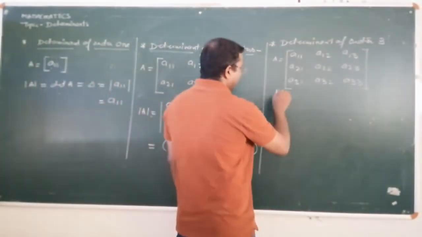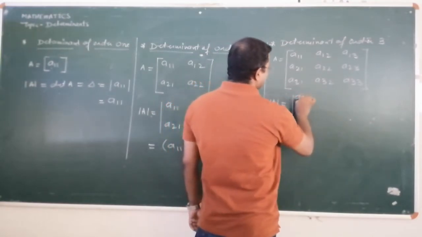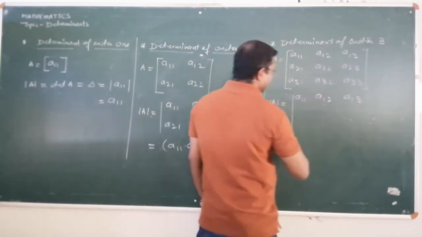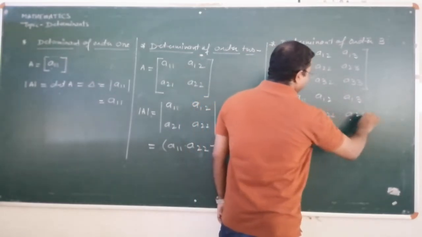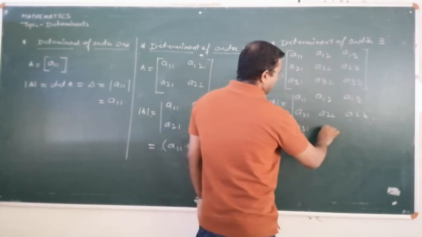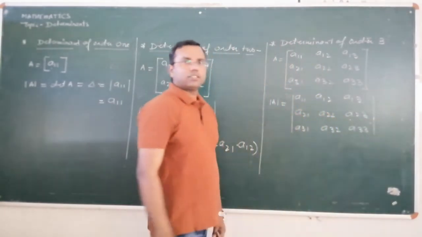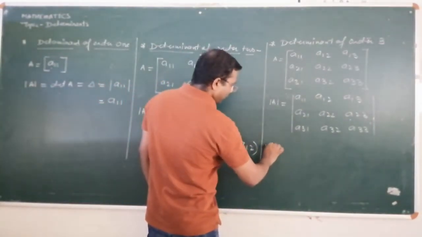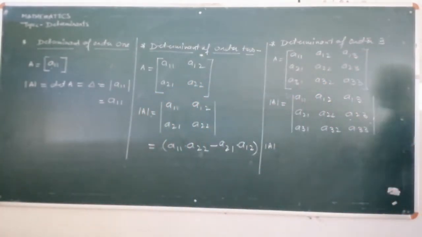And student, if you want to find the determinant, then you will have to write these elements like A11, A12 and A13, A21, A22 and A23 and A31, A32, A33. These are the elements of this determinant. Now we want to calculate the value. What is the value of this determinant? For calculating the value of a determinant of order 3, there are many ways.